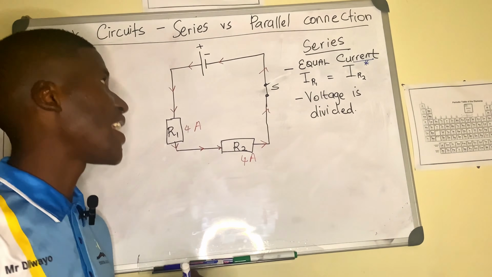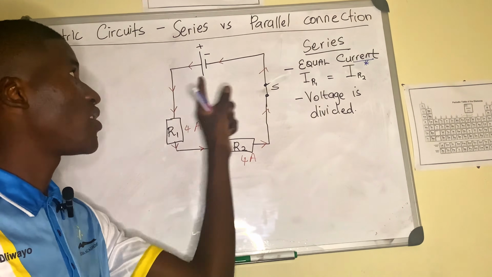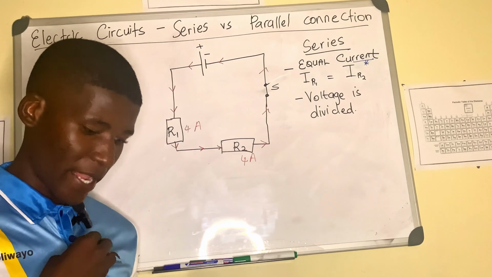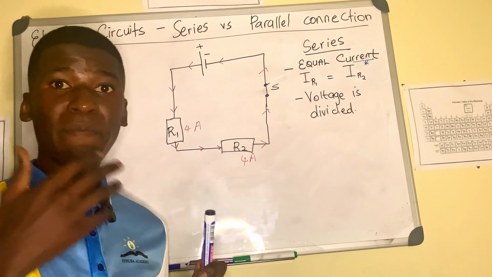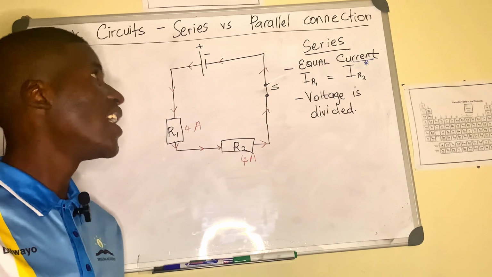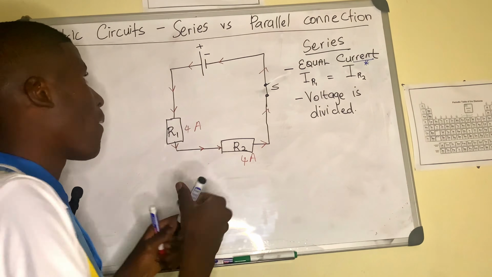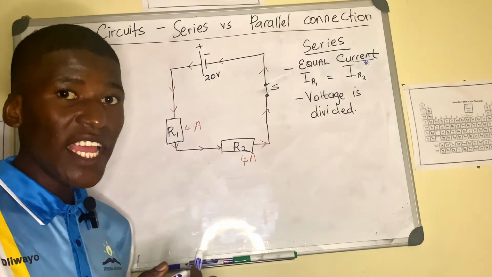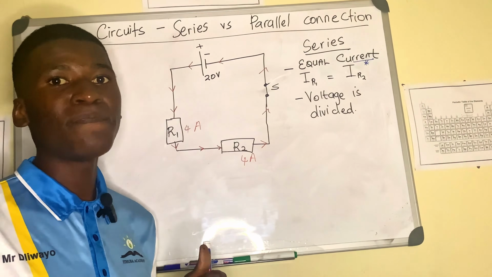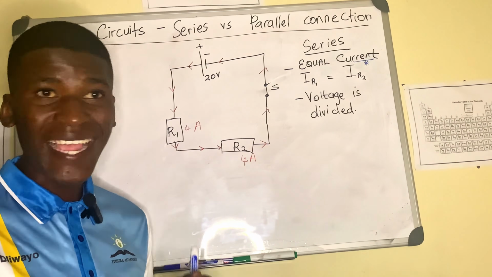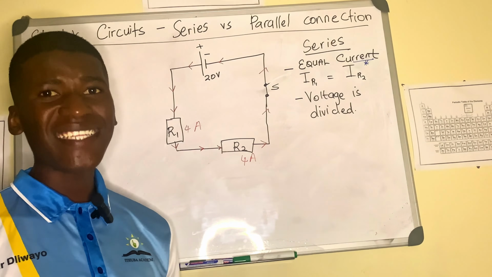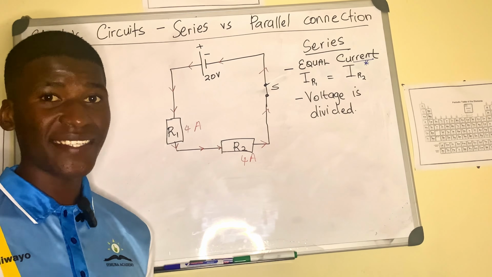This means that if we are taking the potential difference, remember the potential difference is the energy that is provided by the battery to each coulomb of charge. So basically, let's just say our battery here is providing 20 volts of energy. So this 20 volts of energy will be divided amongst R1 and R2. And note that it will not be divided equally. It depends on the resistance, all right?